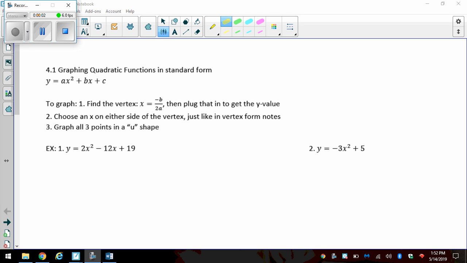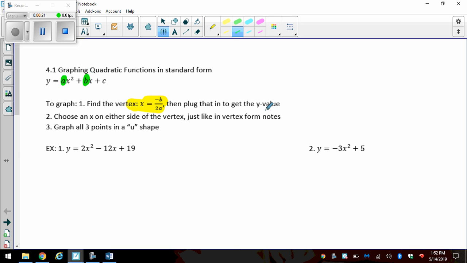So today we're going to be graphing quadratics in standard form. It's very similar to the other methods that we have learned, but this time you have to find your vertex. And to find your vertex, you're going to be using this formula here that x will equal negative b over 2a. And then you're using this b here and the a here from the equation.